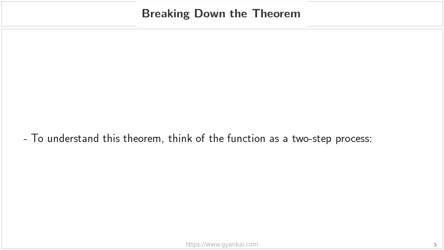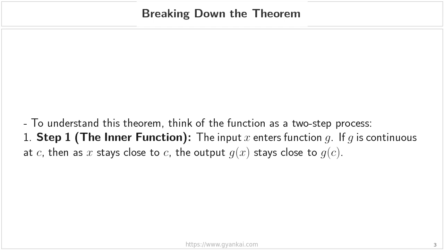Breaking down the theorem. Now, to help you truly grasp the logic behind the theorem we just discussed, let's visualize the composite function as a two-step process. First, we look at step 1, which involves the inner function, g. Imagine the input, x, entering function g. If g is continuous at the point c, it means that as x remains close to c, the resulting output, g of x, will also stay close to the value of g of c.